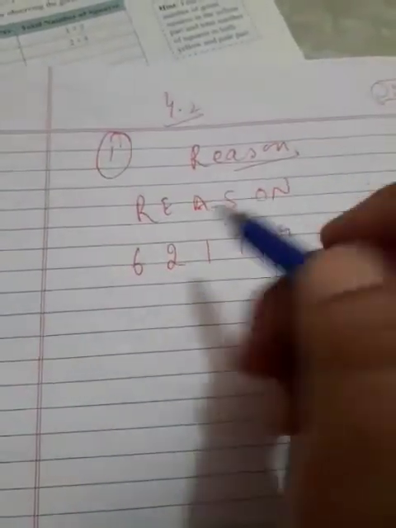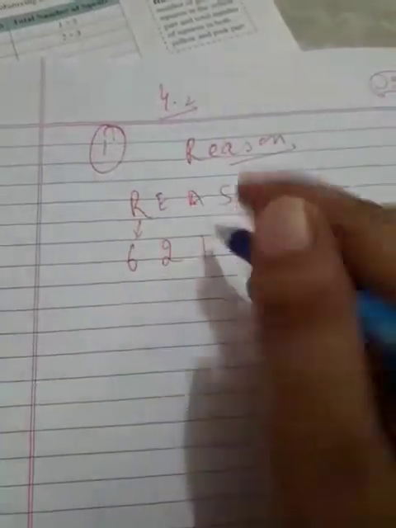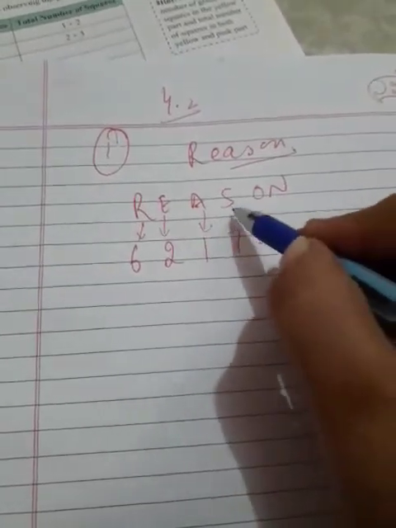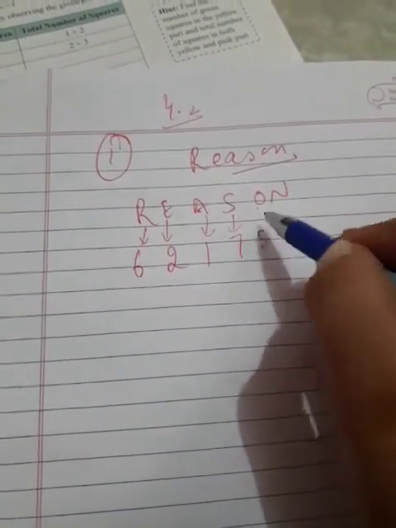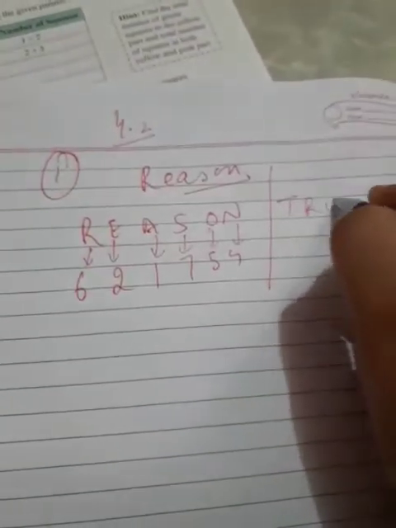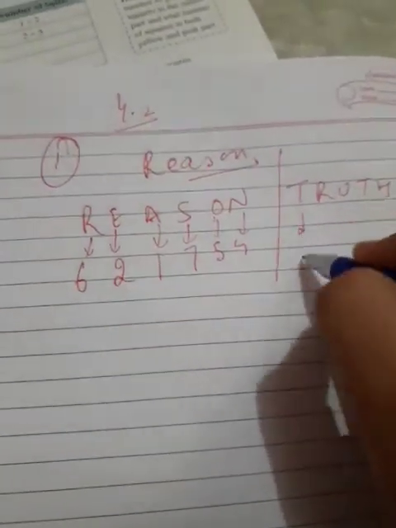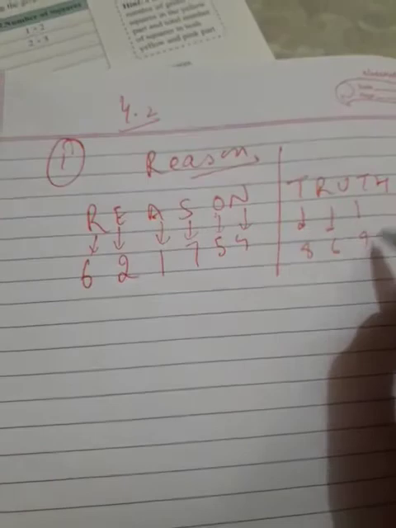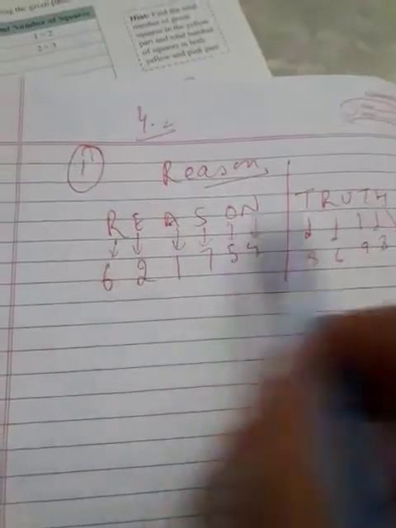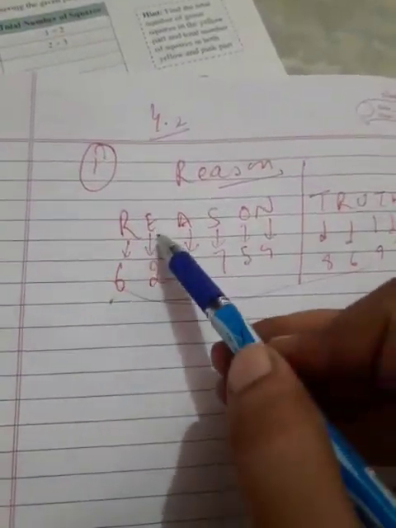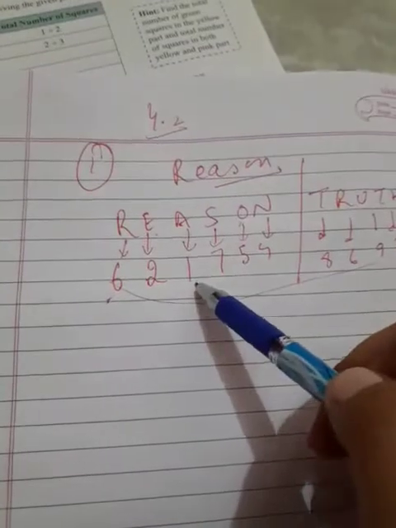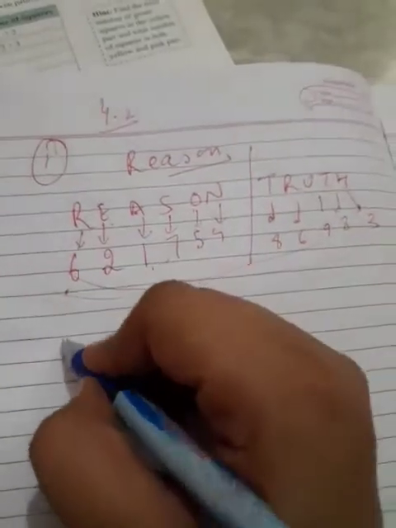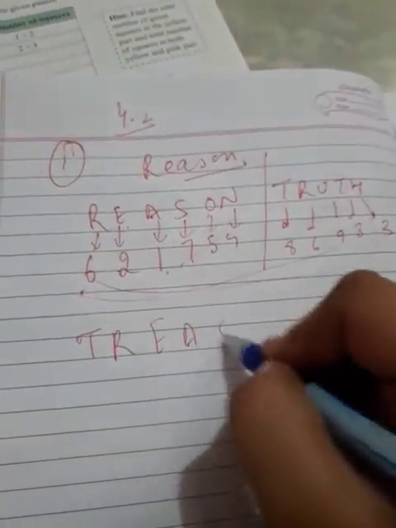621754, what does it mean? It means R stands for 6, E stands for 2, A as 1, S as 7, O as 5, and N as 4. Okay, now TREASON. In the first question, the same is given. TREASON is 8 6 2 1 7 5 4. By using these codes, the code of R is 6, code of E is 2, code of A is 1, code of S is 7. All the codes are given for these letters. We have to find the code for PRESENT.